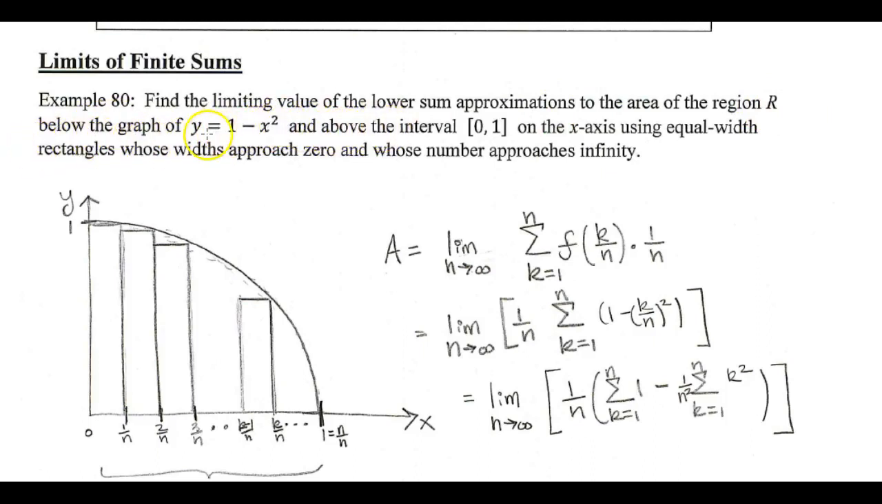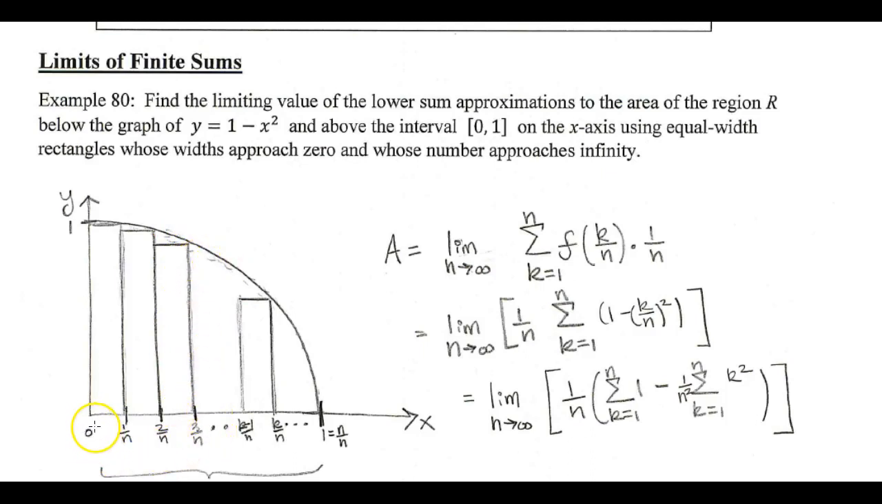So this is way back in section 5.1 when we first brought this up, right? And above the interval 0 to 1 on the x-axis using equal width rectangles whose widths approach 0 and whose number approaches infinity. So in other words, I want to break up 0 to 1 into n intervals and then use the lower sum, so the right endpoint, right, of each interval.